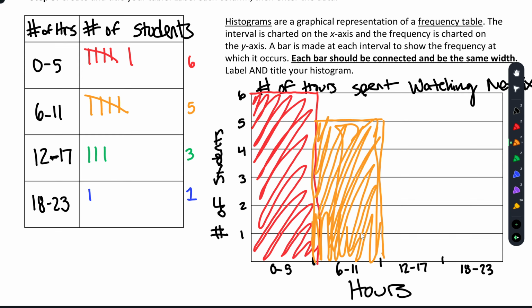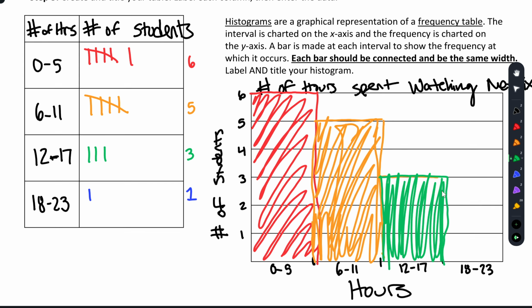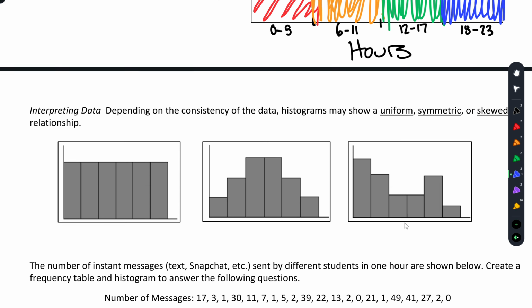From 12 to 17, that's going to go only up to 3. Oops. So again, they're all kind of the same width. They should all be touching on the sides. And then lastly, 18 to 23 only had the 1. That's my histogram. Any questions on that? We think we could do that on our own, hopefully. All right, flip it over.